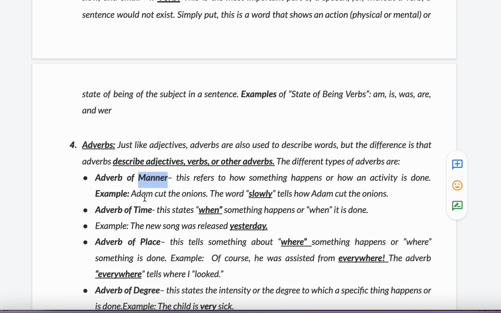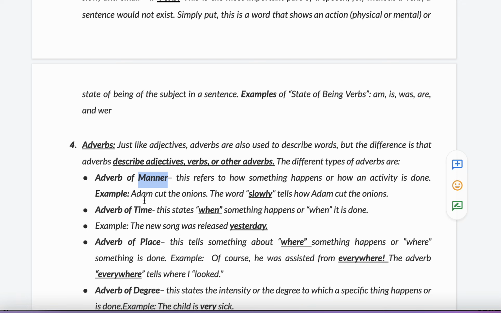The example says, Adam cut the onions slowly. The word slowly tells how Adam cut the onions. We just want to know, how did he cut it? He cut it fast, he cut it slowly, he cut it recklessly, he cut it beautifully, stuff like that. But here we're talking about the manner.